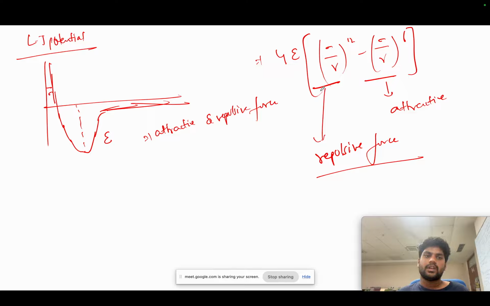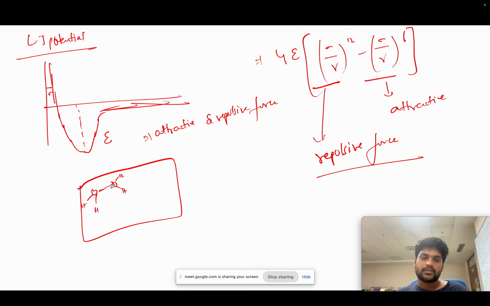Suppose you want to calculate the attractive and repulsive forces of the interacting atoms, non-interacting atoms. You need to remember this. LJ potential is like, suppose there is one water molecule here, and there is another water molecule here. We are calculating between these two molecules. This is called interparticle interaction. We are not talking within a molecule, we are talking between two different molecules.